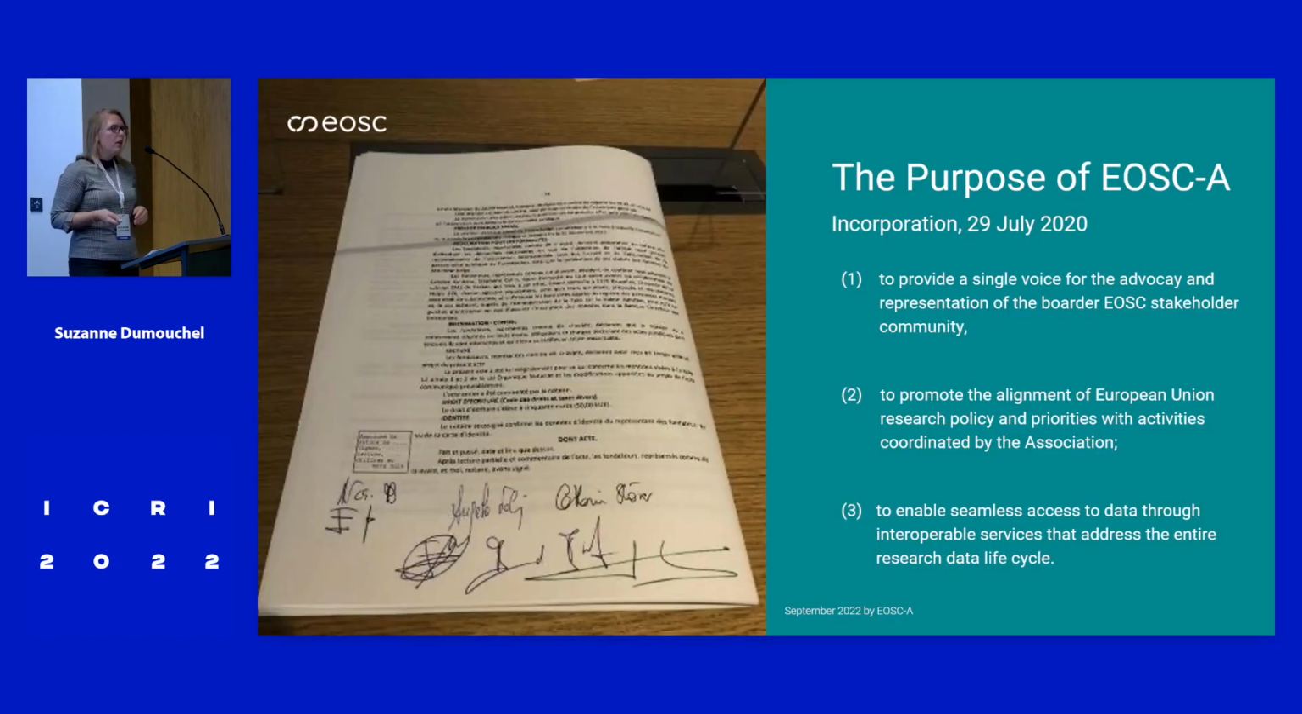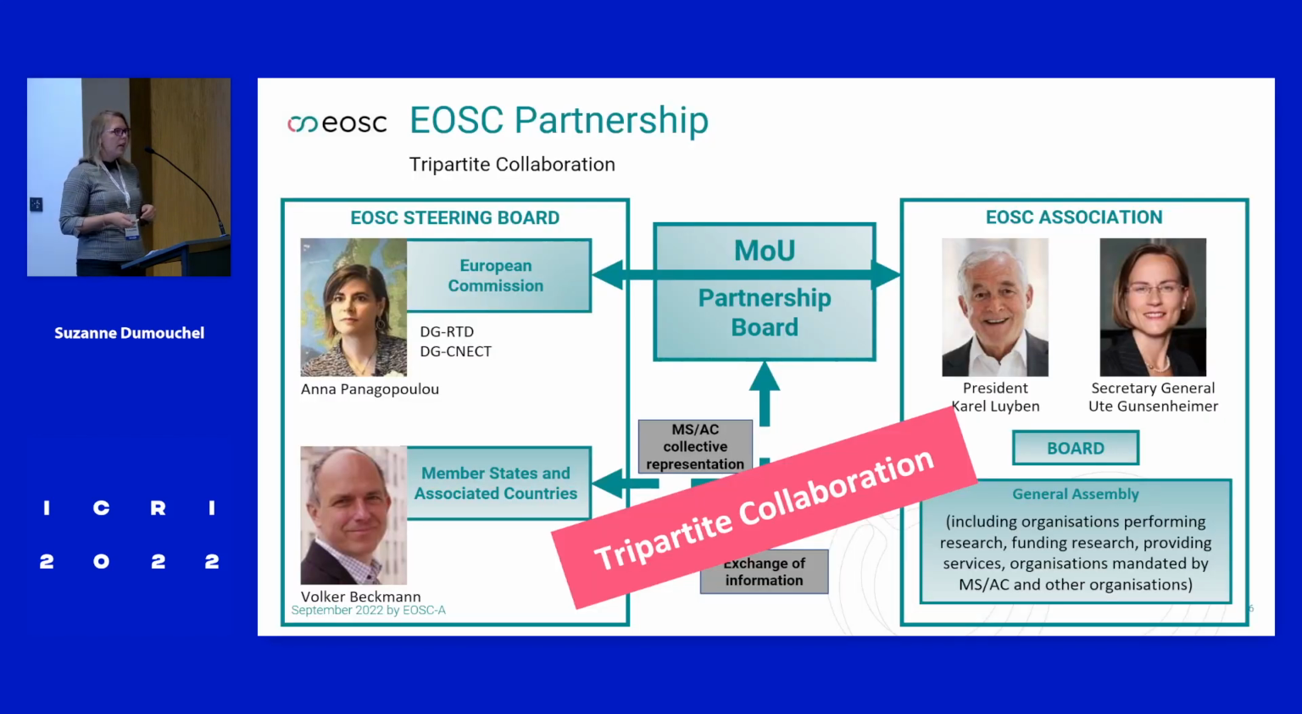So what are the purposes of the EOS Association? There are three main purposes, and I will focus mainly on the last one, because I already mentioned the first one. And the last one is to enable seamless access to data through interoperable services that address the entire research data life cycle. So you see that one of the main goals of the association is to deal with data sharing. So how do we do that?